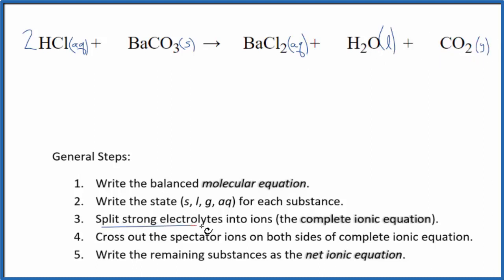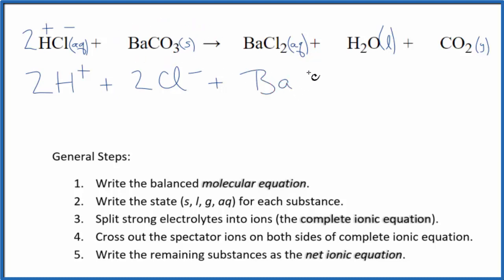Now we can split the strong electrolytes into their ions, and that'll give us the complete ionic equation. On the periodic table, hydrogen's in group 1. It has a 1 plus charge. Chloride ion, 1 minus. So we have 2 hydrogen ions, 2H plus, and I won't write aqueous each time. Let's do that at the end. 2 chloride ions. And then we don't split solids apart in net ionic equations. So this is just BaCO3, barium carbonate.